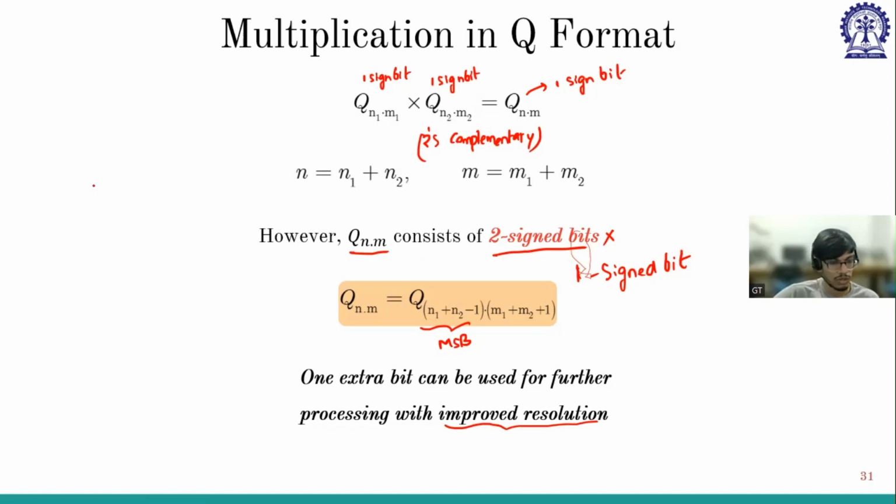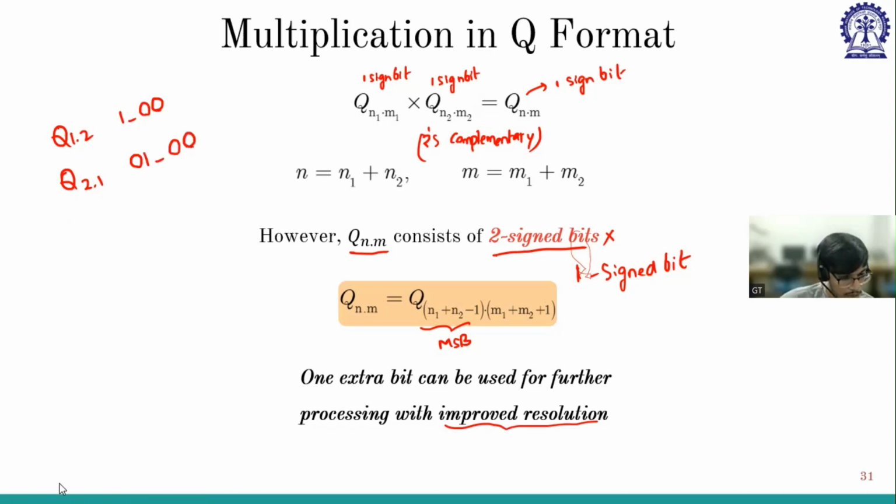Sir, how do two sign bits arise in Qn.m? Say Q1.2, Q2.1. Say this is 1 0 0. This is 0 1 0 0.